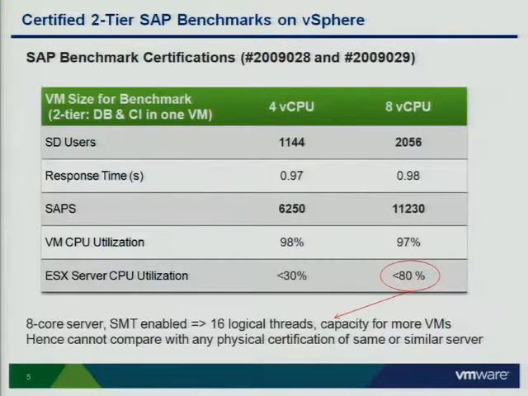But like I said, with Nehalem and ESX4 coming out, we really saw the scalability increase a lot. And so these submissions were published about a year ago by Fujitsu. And you see really good scalability between the 4 vCPU and the 8 vCPU, where it's nearly linear. It's pretty close. And achieving some pretty respectable SAPS numbers.